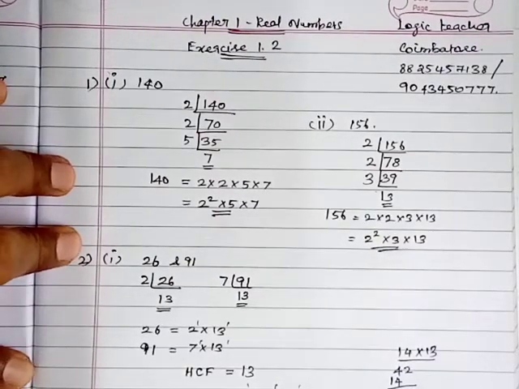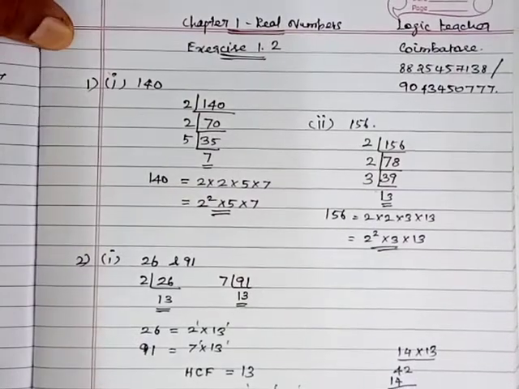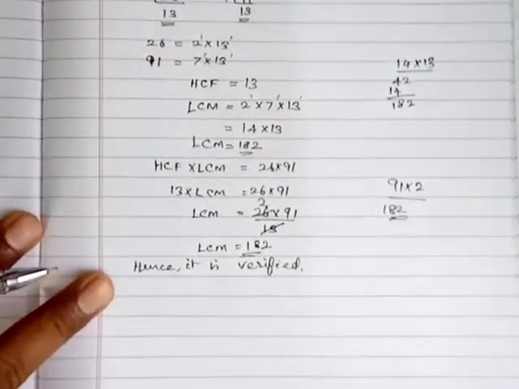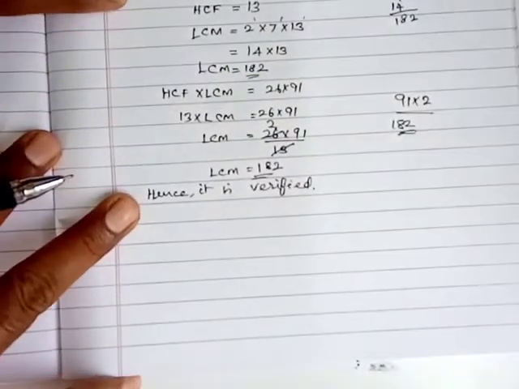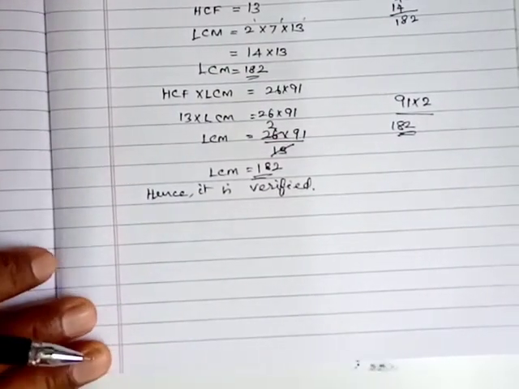In the last video, we had a look at Chapter 1, Real Numbers, Exercise 1.2, the first and second sums. So we are going to see the third one now.